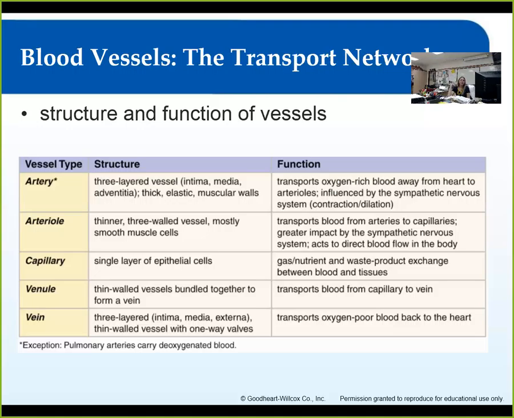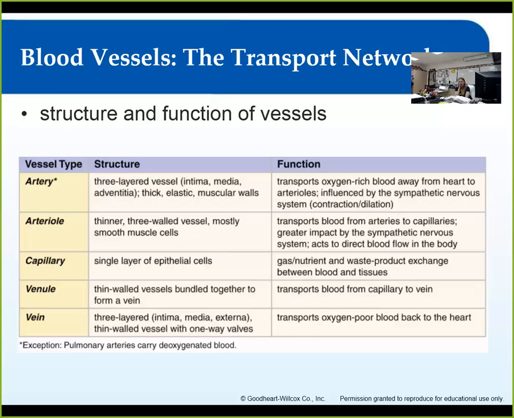Capillaries, these are the tiniest blood vessels, and this is where gas exchange occurs. So tiny, tiny blood vessels. When I'm talking tiny, I mean some of them are so small that only one blood cell can even fit through at a time. I mean, that's how narrow your capillaries get. And they're only one layer of epithelial cells. We talked about those at the beginning of the year. They're very, very thin cells so that oxygen and carbon dioxide can easily move in and out of capillaries.